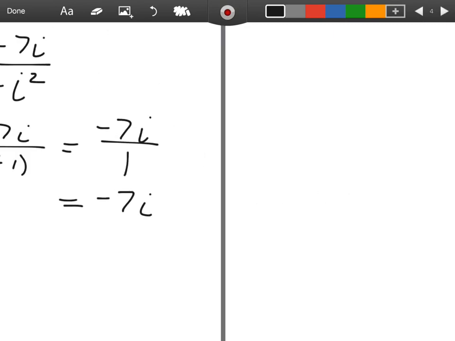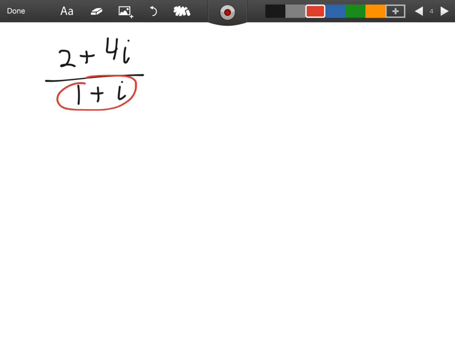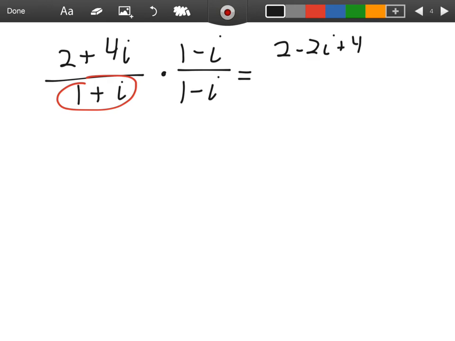Okay, another example. Let's say I have 2 plus 4i over 1 plus i. Looking at just the denominator, its conjugate is 1 minus i, so we're going to put 1 minus i over itself. Use the distributive property. On top, we're going to have 2 minus 2i plus 4i minus 4i squared. On bottom, we're going to have 1 minus i plus i minus i squared.